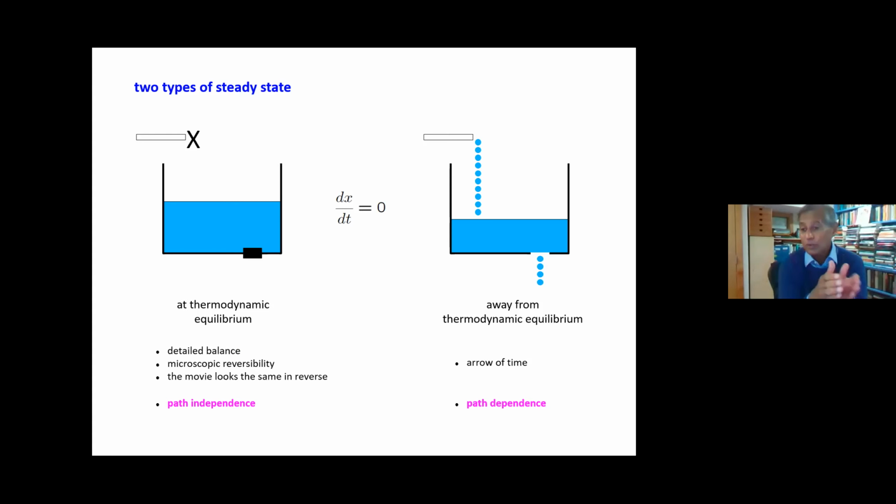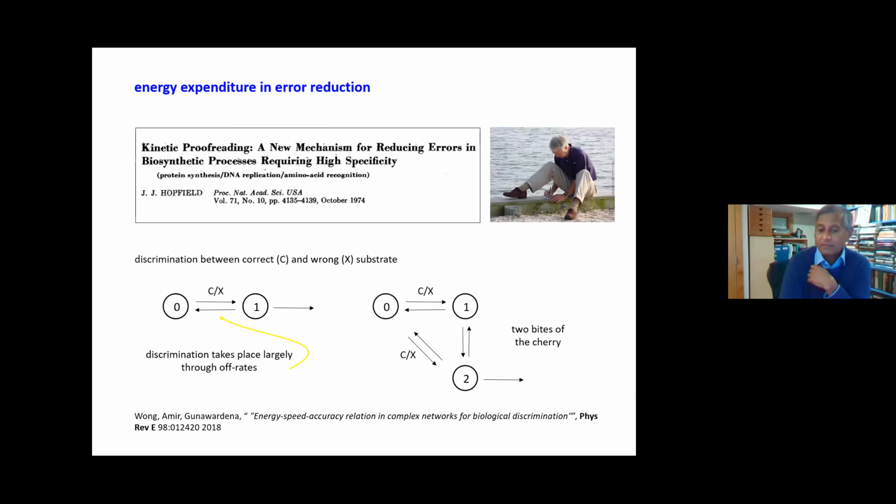Thermodynamic equilibrium is a very special kind of steady state in which lots of important things happen, like detailed balance. And in particular, you have this property of path independence. So the only way for Hopfield's scheme to work is if you introduce energy. Specifically, he suggested in the transition from state 1 to state 2. And by doing that, you break detailed balance. And now the steady state probability of the exit state is sensitive to the path that you took to get there. And if you do that, then Hopfield did a fairly simple calculation and showed that you can get close to this squared error rate. And that's Hopfield's idea of kinetic proofreading.